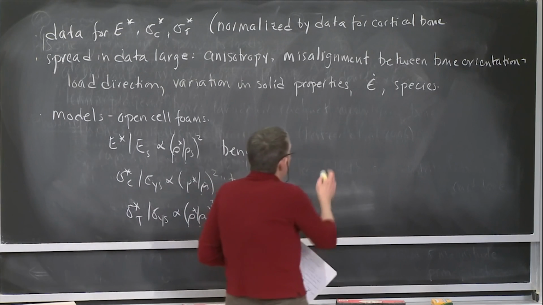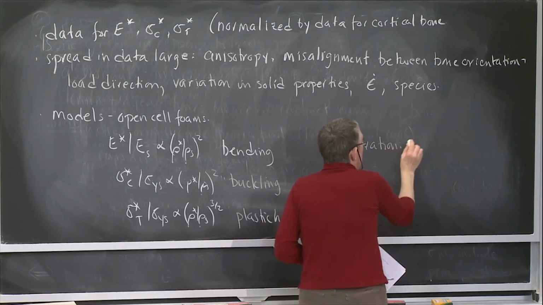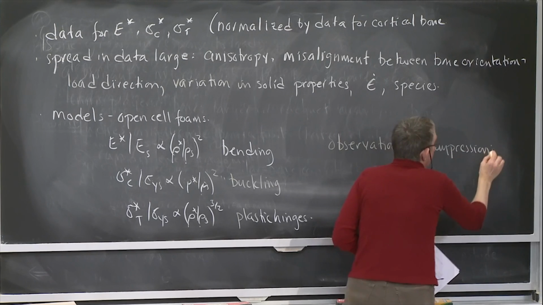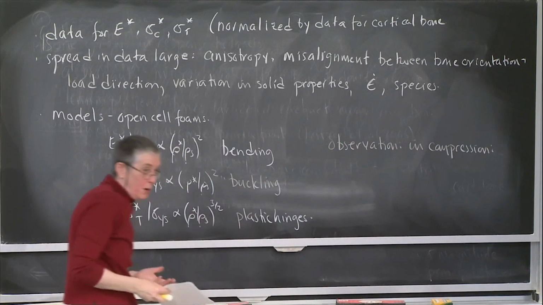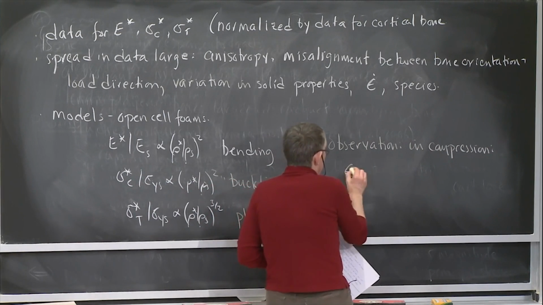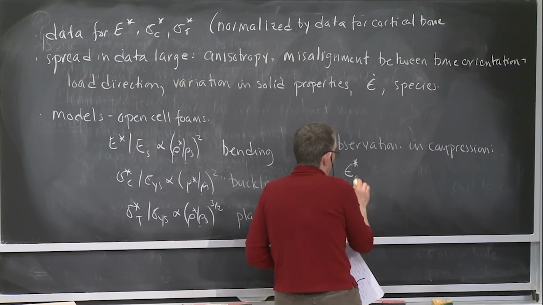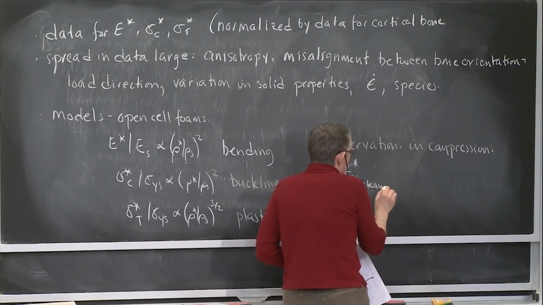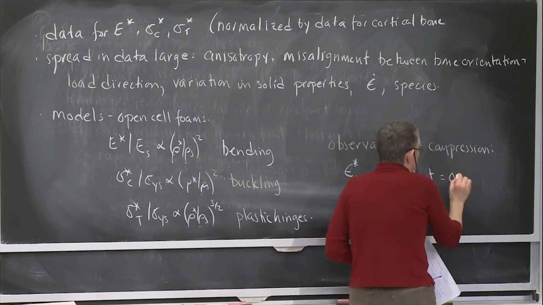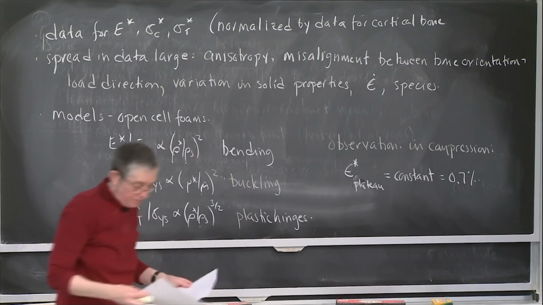And one observation that people have made is that in compression, if the modulus and the strength both go as the density squared, then the ratio of the strength to the modulus is just a constant, and that in fact is just the strain failure, or the strain for, say, the plateau. And that's a strain of about 0.7%. And that's pretty consistent in trabecular bone.